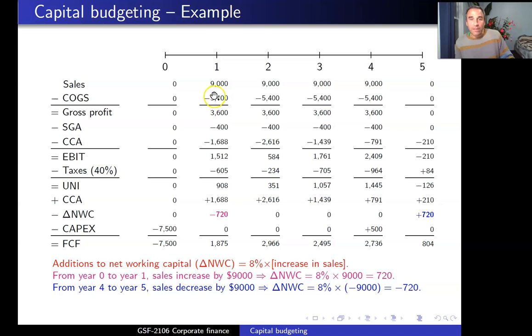So at time 1, the change in sales is $9,000. So 8% times $9,000 gives $720. This is more net working capital that has to be placed into the firm's balance sheet. Now when the project is over, overall sales decrease by $9,000, which means we recover 8% of $9,000 in terms of net working capital. So here we recover $720.